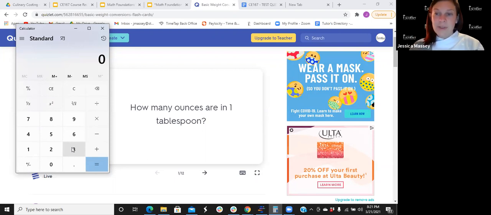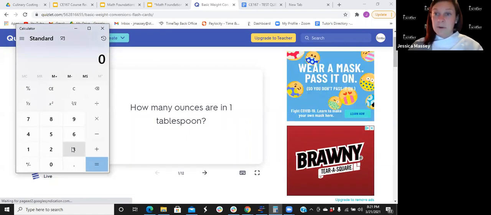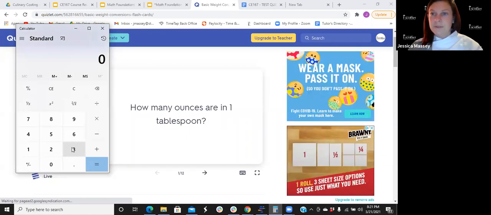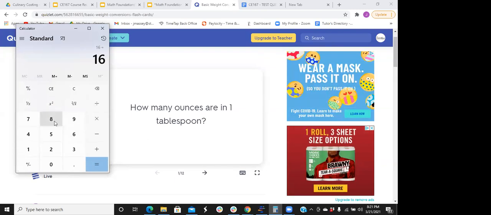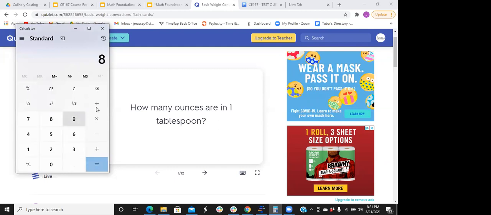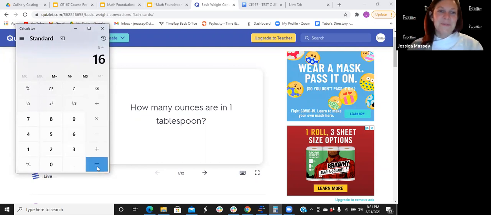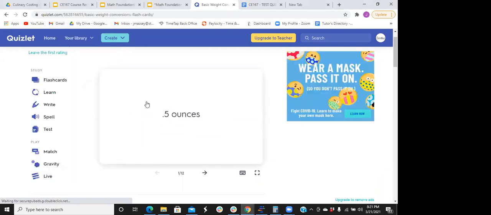But going off of that, a way you can figure it out: if you know there are 16 tablespoons in 1 cup, you also know 1 cup is 8 ounces. You take 8 ounces divided by your 16 tablespoons, which gets you 0.5. Basically, each tablespoon is 0.5 ounces, which equals 1 cup. That's how I would figure that out.